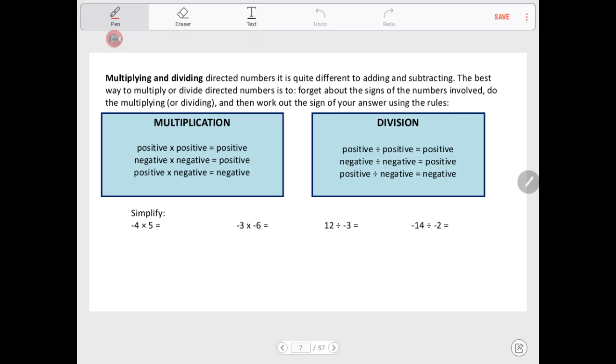Here's the next video on directed numbers. Now, in this one, we're going to be looking at multiplication and division of positives and negatives.